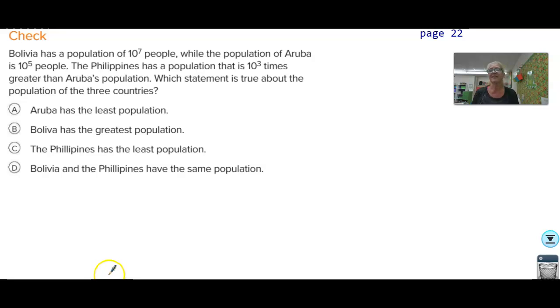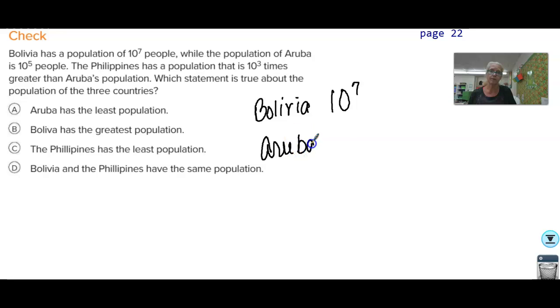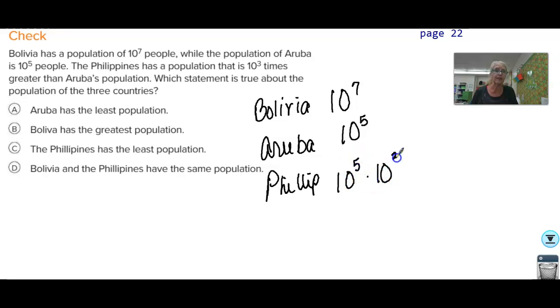This is super fun. I'm getting a feeling I need to write this down. Bolivia has a population of 10 to the 7th, while the population of Aruba is 10 to the 5th, and the Philippines, which I'm not going to completely write out because it's a really long word, has a population that is 10 to the 3rd times greater than Aruba. So we take Aruba, 10 to the 5th, and we make it 10 to the 3rd times greater. Times means multiply. So the Philippines is 10 to the 5 plus 3, which is 8, right?